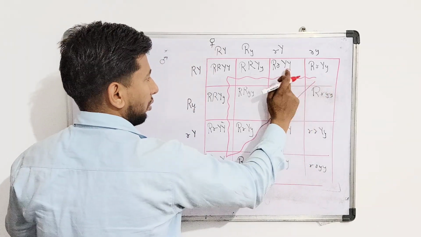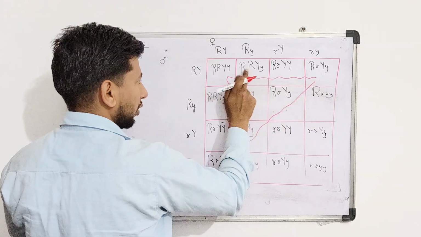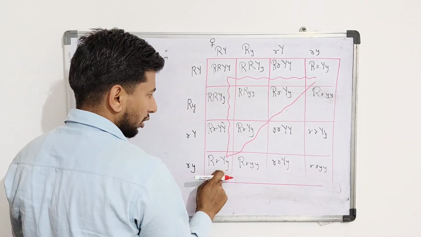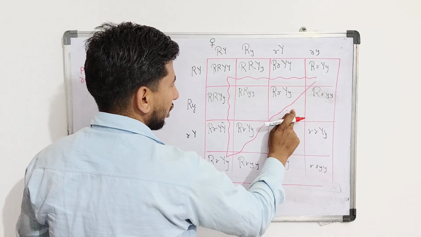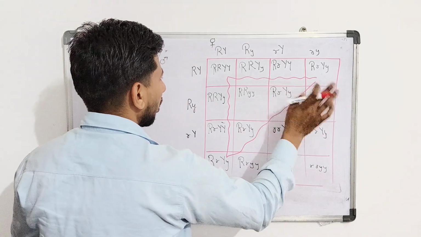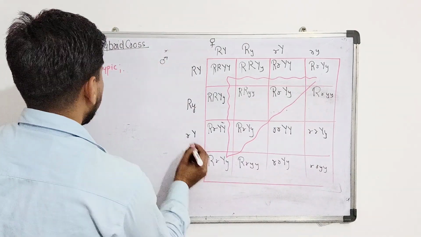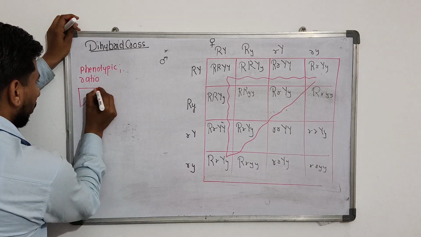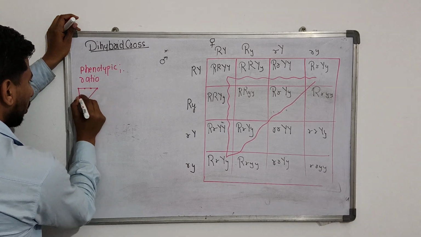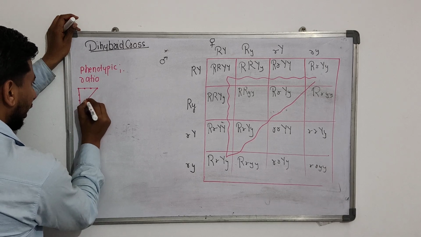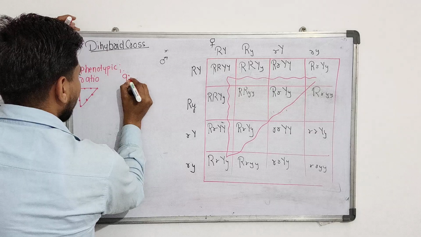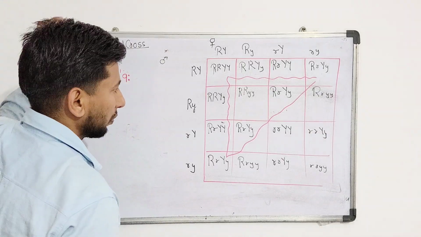Round yellow, round yellow, round yellow. These all are phenotypically round yellow. It means we simply have to draw a triangle: 1 box, 2, 3, 4, 5, 6, 7, 8 and 9. It means 9 are phenotypically appearing as round yellow.